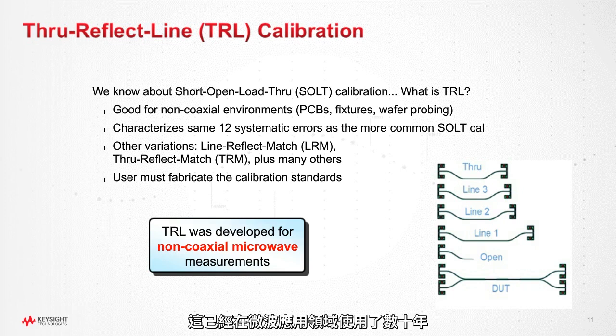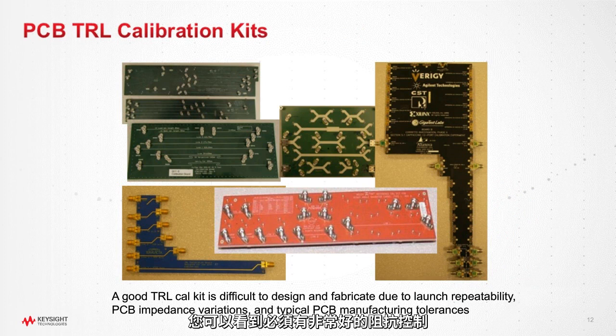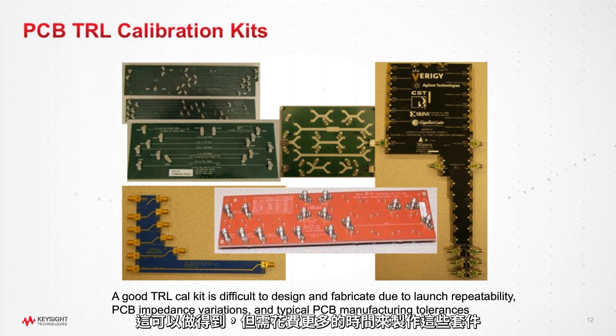So this has been used in the microwave application area for decades, and it's proven to be very reliable, but it's not been that easy to implement. The reason is you end up having to build these types of calibration kits. Here are half a dozen or so that we've used before in the laboratory, and you can see that you have to have very good impedance control that matches the fixture that you want to remove or the reference plane that needs to be adjusted. It can be done, but you just need to spend a little more time building these kits.